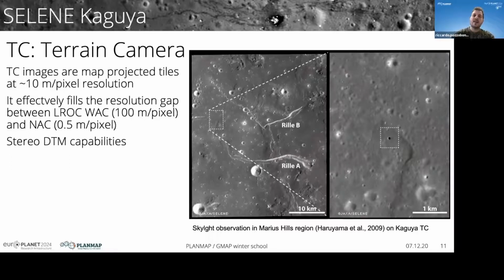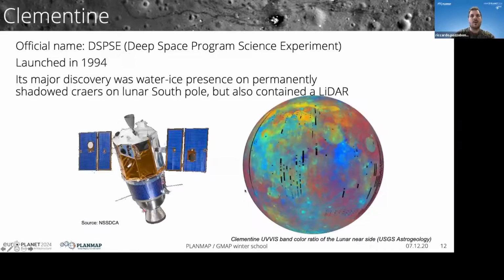So again, we are improving on the resolution of the laser altimeter. We are not as high resolution as the LROC NAC stereo images, but still quite high resolution for medium scale analysis, which is very convenient for geologic mapping. If we also want to see something about the composition of the moon, we can rely, for example, on Clementine data, a mission launched in the mid-90s, whose major discovery was the presence of water ice in the permanently shadowed craters of the South Pole for the first time, and it contained a first version of the LiDAR, which was then improved by the LRO mission.